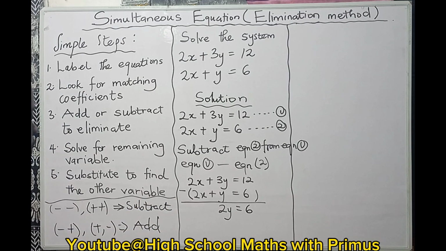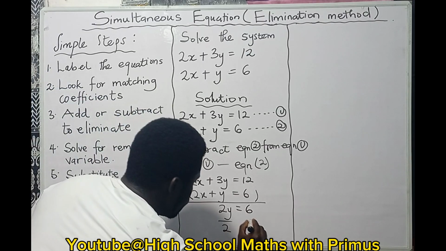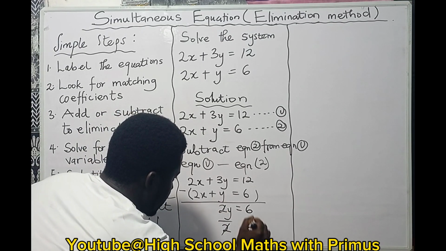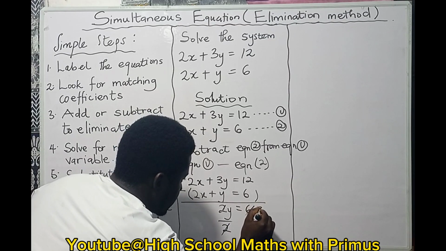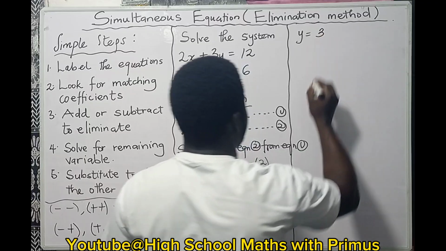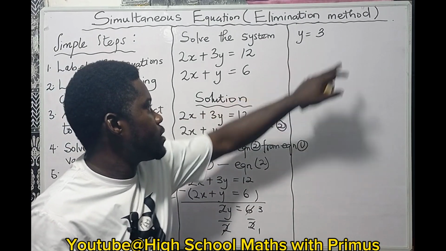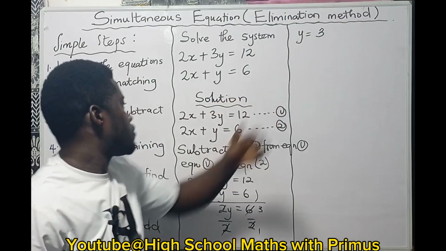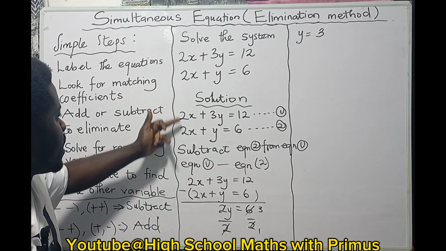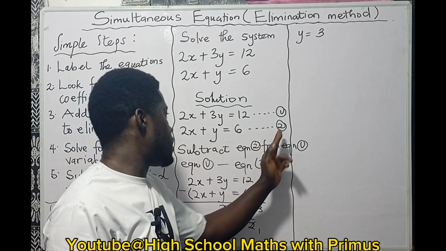To get the value of y, we divide both sides by the unwanted coefficient, that is 2. Divide 2 by 2. This cancels that. 2 divides itself 1 and divides 6 3 times. At the end, we are having y equal to 3. Now we have the value of the remaining variable y, which is 3. After getting the y, we have to substitute into any of the original equations. Any of them. We can choose to substitute y into equation 1 or into equation 2.